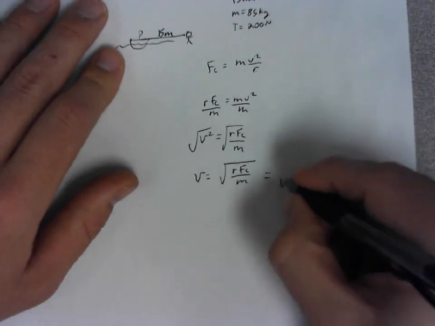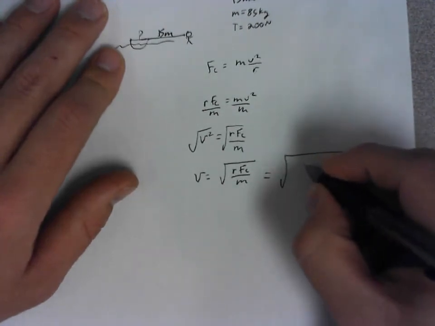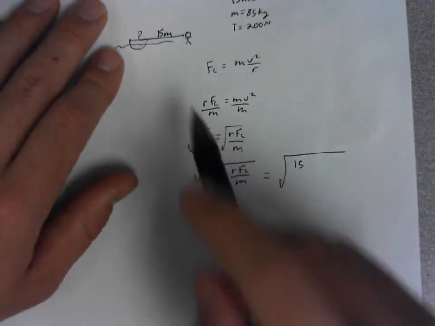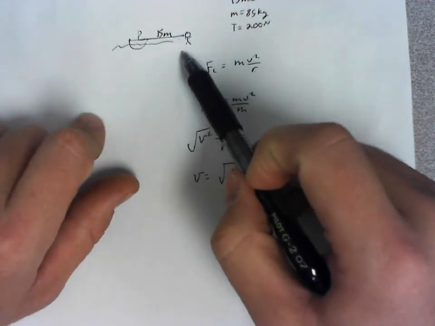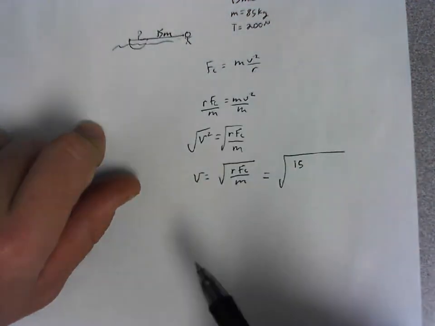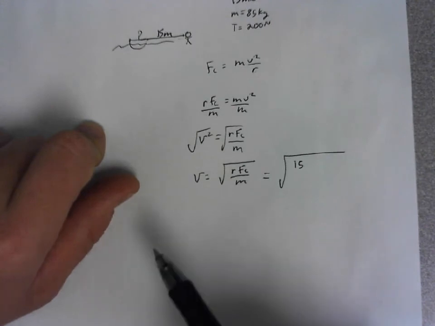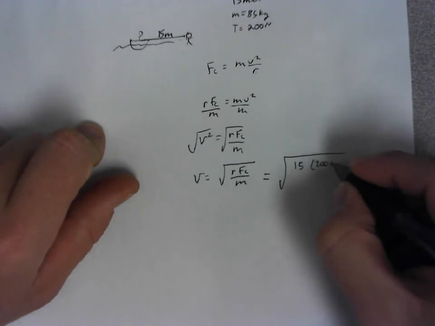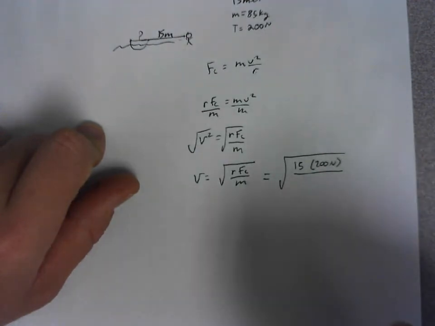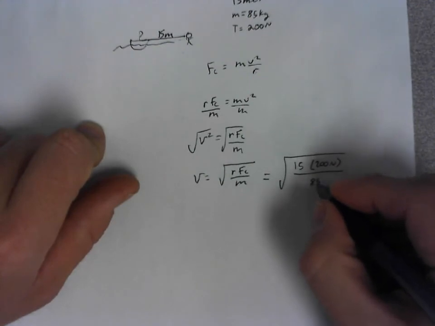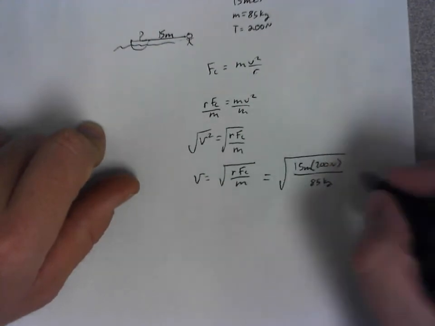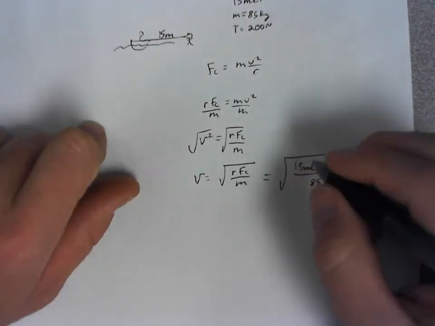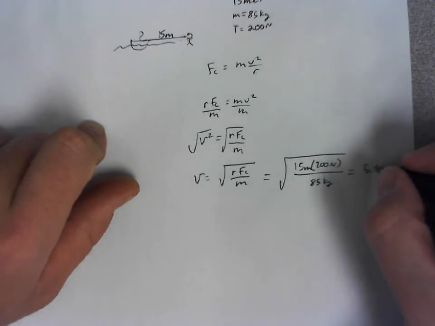So I'm going to plug in my values, square root of r. Now my r is 15. Some people are like, well, wait, radius is half the diameter, right? Well, in this case, this is the radius, because if he was to continue going in an entire circle, then his diameter would actually be 30 meters, with a radius of 15. The centripetal force is that 200 newtons. And we have our mass of 85 kilograms. This is meters. We plug that into our calculator, and we're going to get something along the lines of 5.9 meters per second.